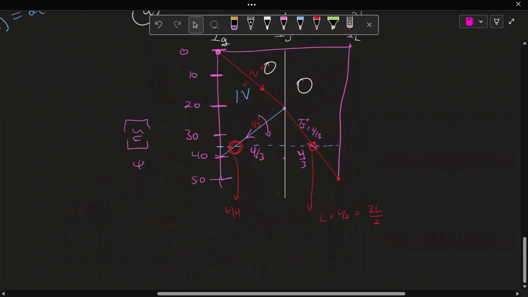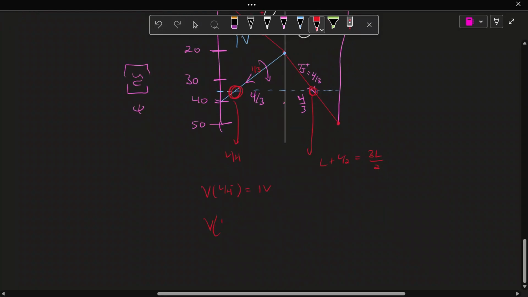So what is the voltage before L over 4? The voltage at L over 4 minus is equal to, what, 1 volt. You see the voltage over here. This corresponds to 1 volt. What about the voltage at L over 4 to the right side, plus? Let's look to the right, it's 4/3. So 4 over 3 volts.